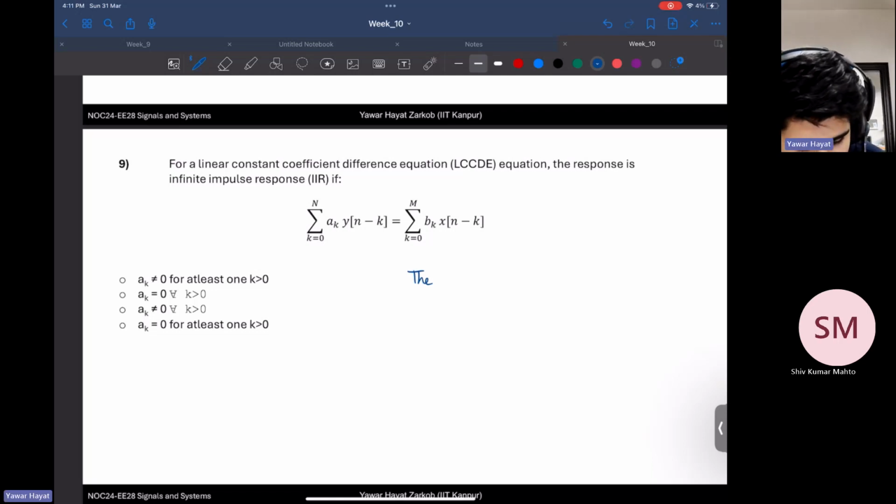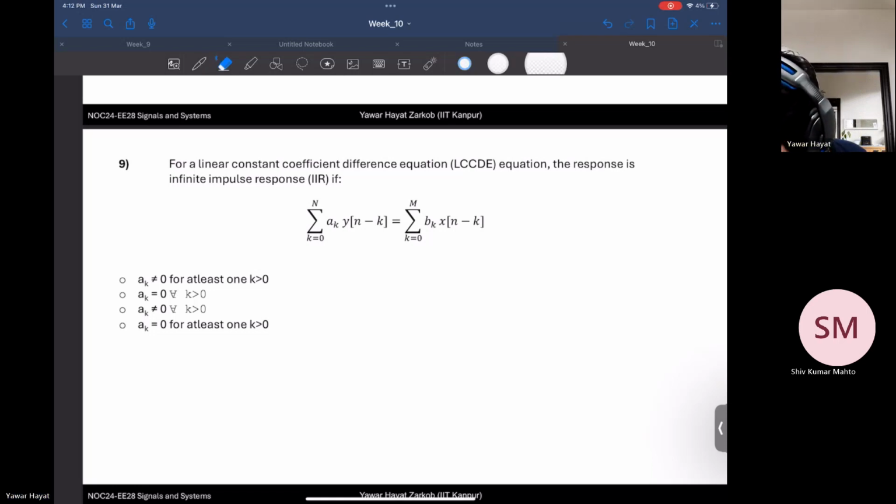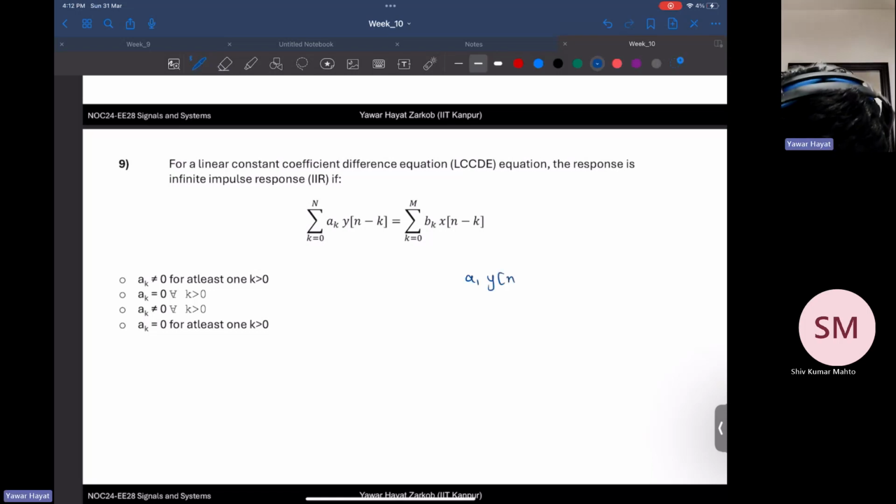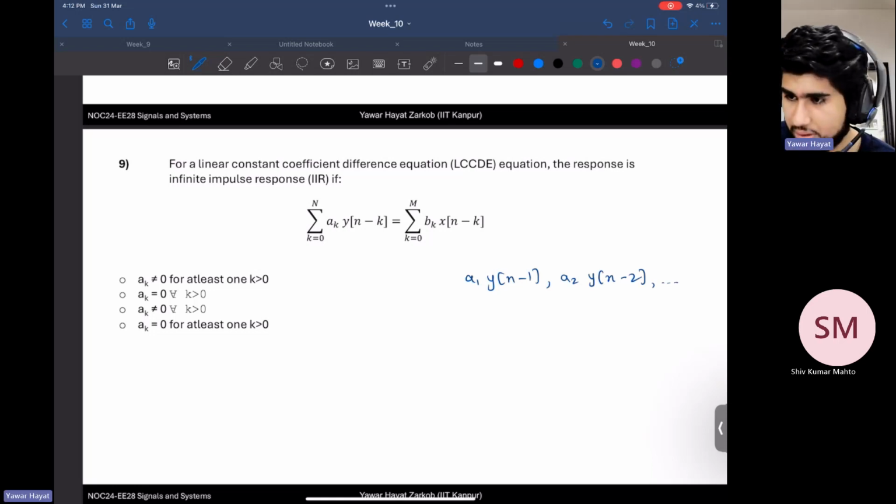Our system should be recursive, and it will be recursive when we have terms like a1 y[n minus 1], a2 y[n minus 2], and so on. These terms should exist for the system to be recursive, and hence have a response that is infinite in duration.